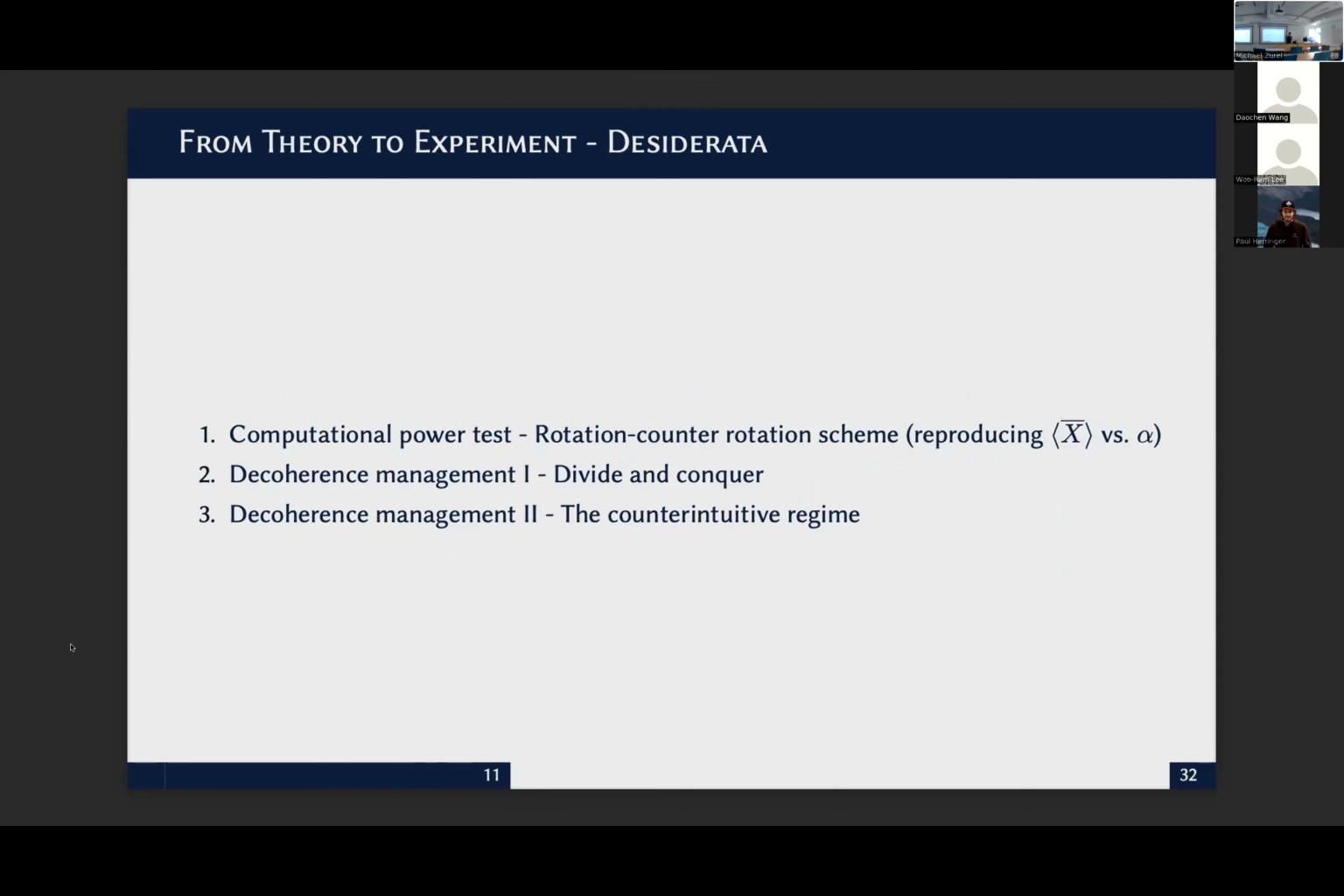So this gives us three things that we could try to address in an experiment, three things that would be interesting to explore. For one, can we reproduce this simplest test of computational power? Those curves of the computational power versus the interpolation parameter, would we be able to reproduce those in an experimental setting? And if that seems to be manageable, could we then move on to demonstrate these techniques for mitigating decoherence in an experimental setting?